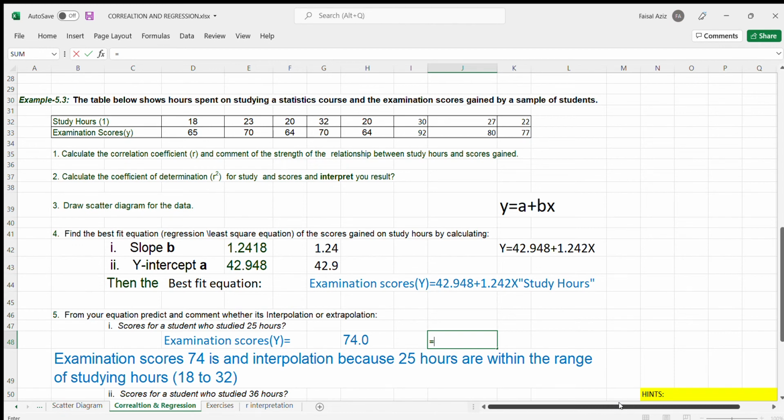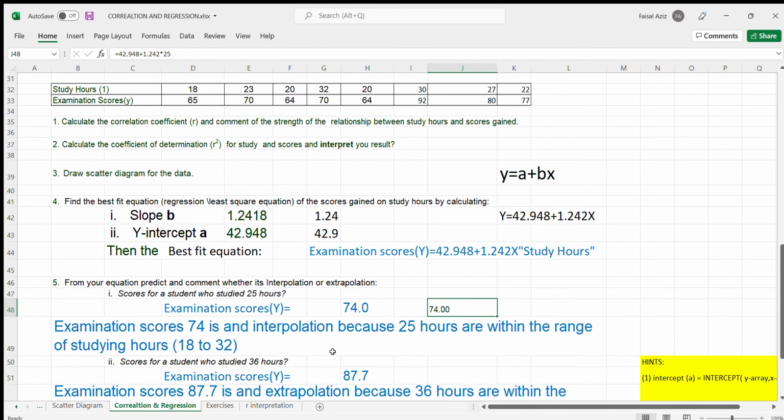As you can see, after pressing equal, 42.948 plus 1.242, and in place of x I will write 25. So once I click enter, I will get 73.99. If I reduce the number of decimals, it will give me 74. So a student who studies 25 hours will end up getting 74 marks, and we have received this answer using this regression equation or best fit line.